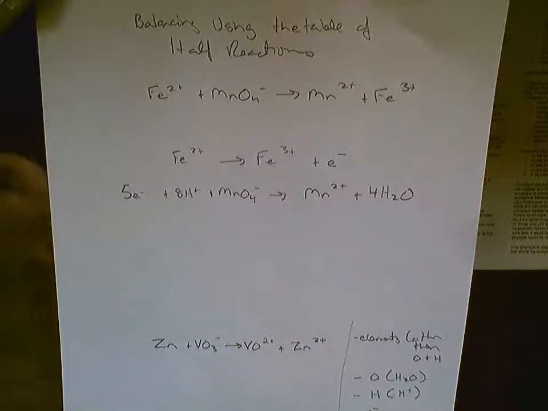Okay, we are on to the last topic in the course, and that's balancing using the table of half reactions. Well, we're balancing reactions. We're going to do two methods. There are three. The inspection, which is the first one, I'll let you figure out. But balancing using the table of half reactions.